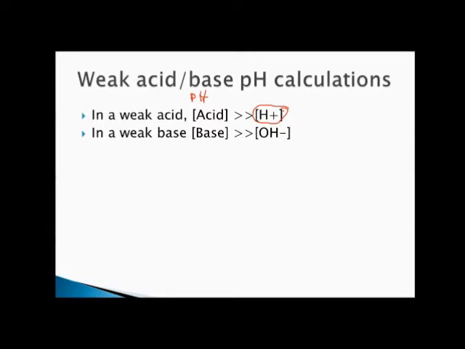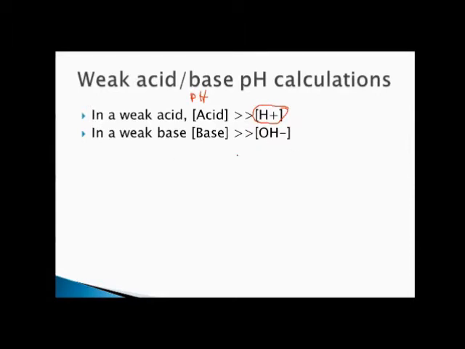You have to understand what pH is measuring. It's not measuring the concentration of acid per se. What it's measuring is the concentration of hydrogen ions. And the same with pOH. In a weak base, if we were calculating pOH, the concentration of the base is going to be much greater than the concentration of hydroxide ions.